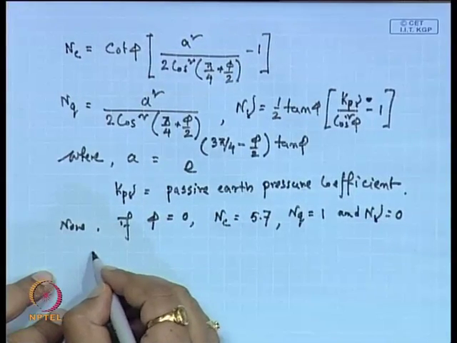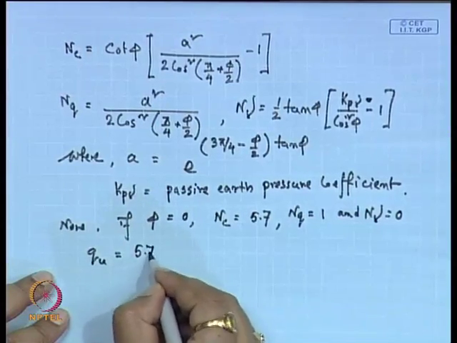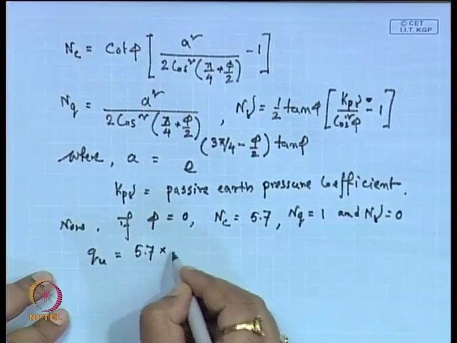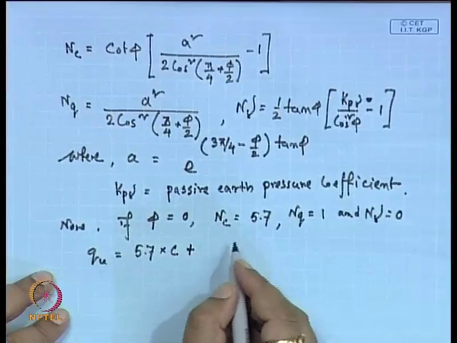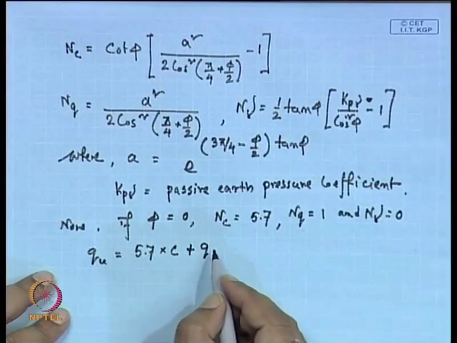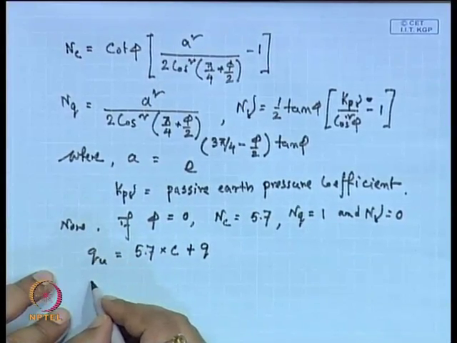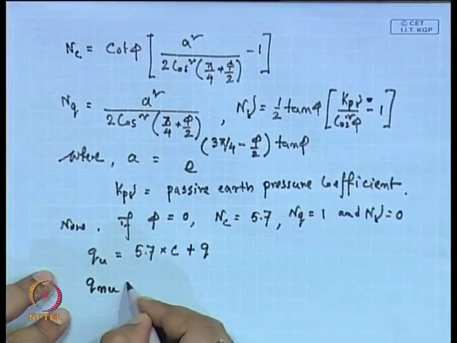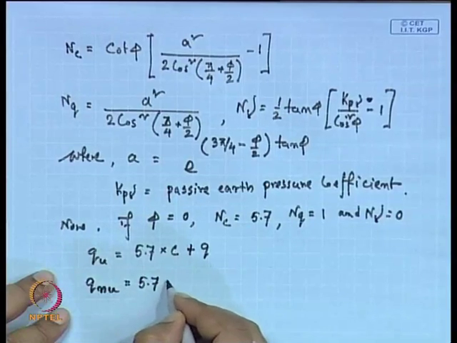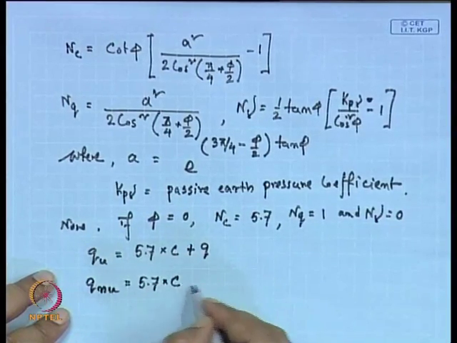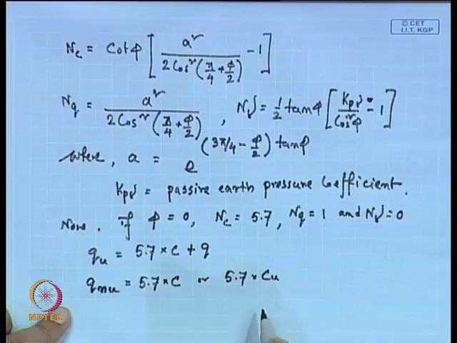So, from this expression we can write Qu will be Nc 5.7 into C plus the Nq part is 1, so into q, and the N gamma part is 0. So, this is the ultimate load carrying capacity of the soil, and then Q net ultimate will be Q ultimate minus q. So, this will be 5.7 into C, or 5.7 into Cu, the undrained cohesion of the soil.